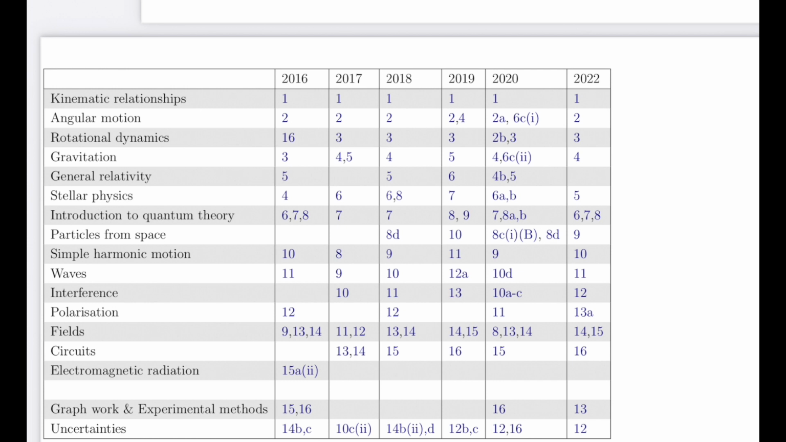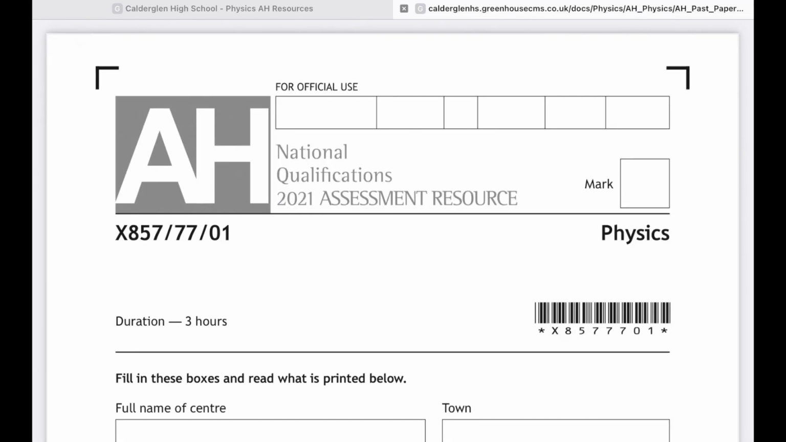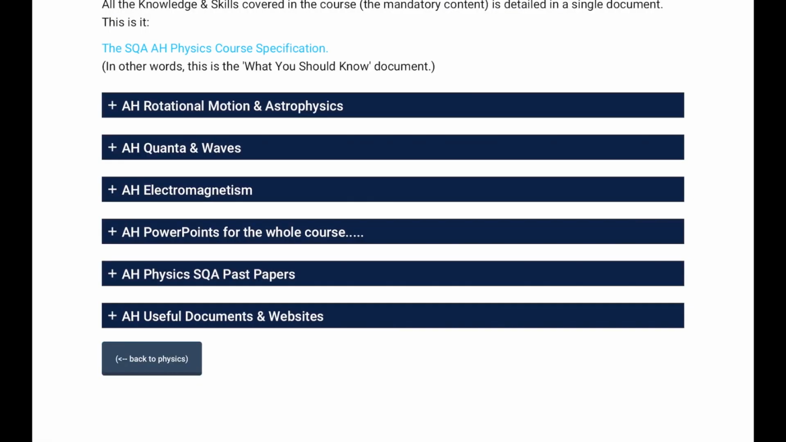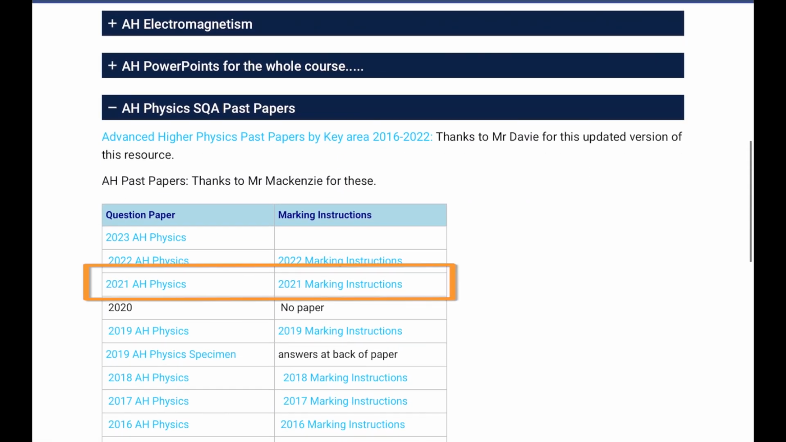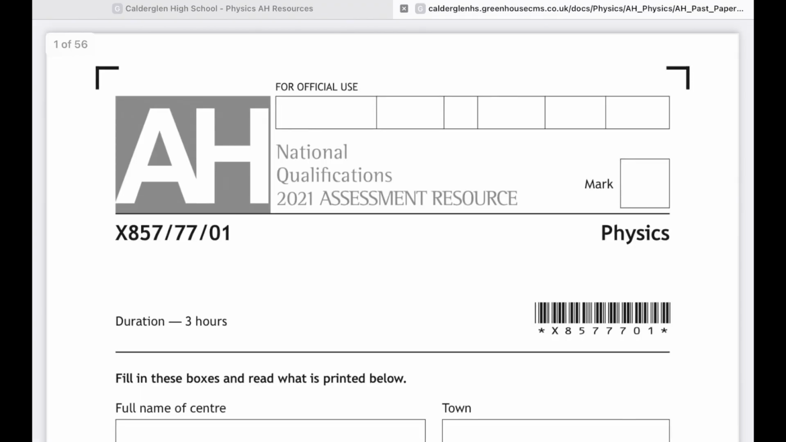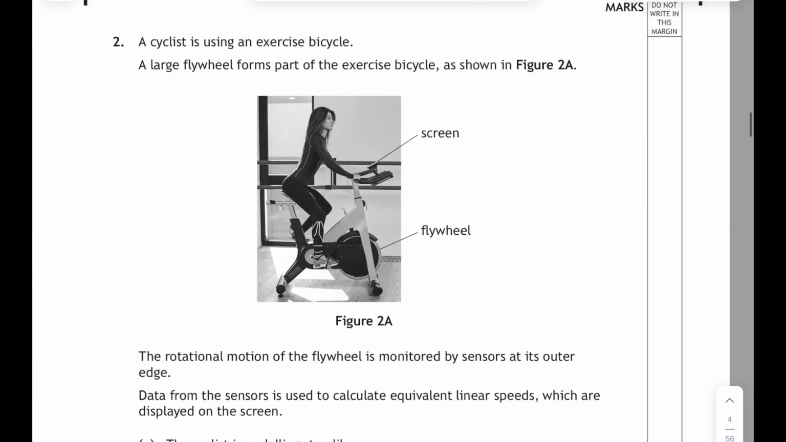Now the eagle-eyed amongst you may notice that Mr. Davey has a 2020 paper there. Now there were no exams in 2020, but the paper that had been written for that year was released the following year in 2021, and schools were able to use it to generate grades for their candidates that year. So it's now called the 2021 Assessment Resource. It's available on the SQA website, and it's also available on the Calder Glen High School website. So that's the first one we're going to have a look at today, and we're going to have a look at question 2, and it's on angular motion.